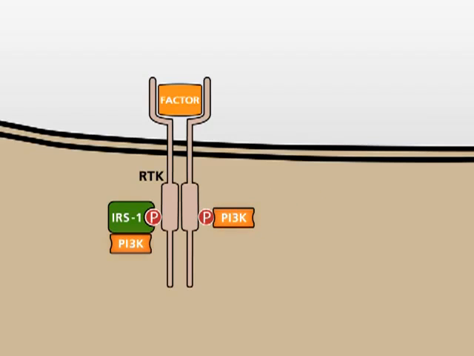A completely different mechanism of PI3 kinase activation begins with the small membrane-bound GTPase RAS. By binding to active GTP-bound RAS, PI3 kinase is activated.